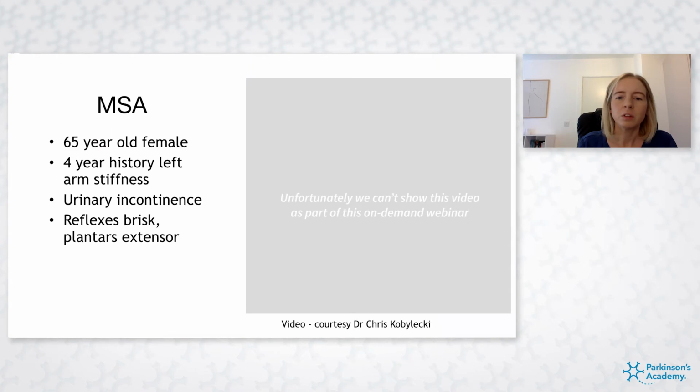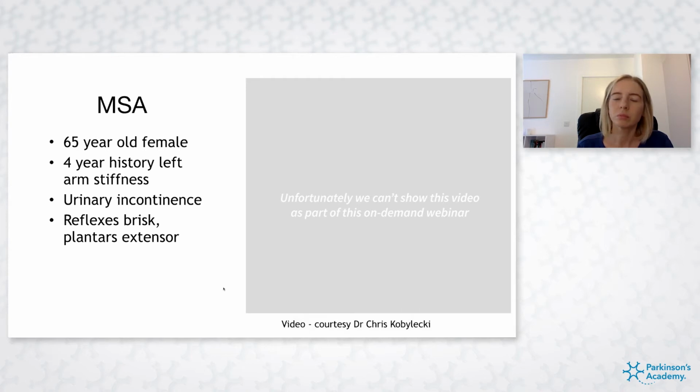And moving on, then, this is a patient with multiple system atrophy. So she's a 65-year-old lady who presented with a 4-year history of left upper limb rigidity and stiffness. She had quite pronounced bladder symptoms, and in examining her lower limbs, she had upper motor neuron signs. She had very hypophonic speech.